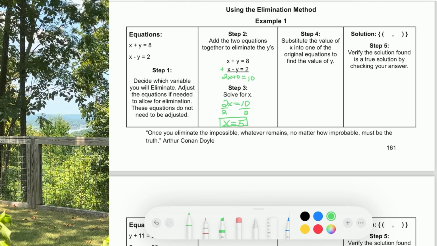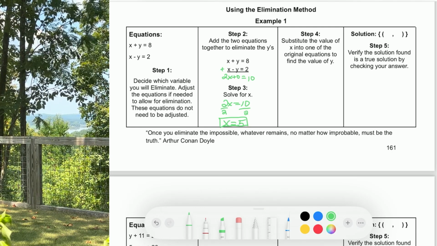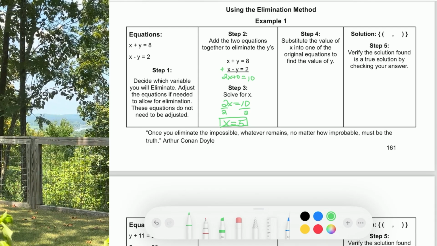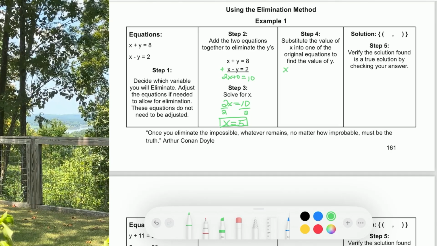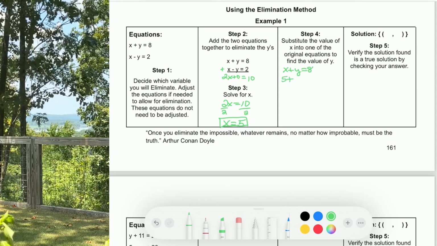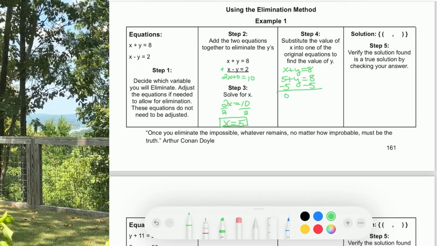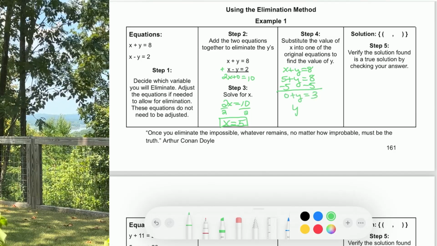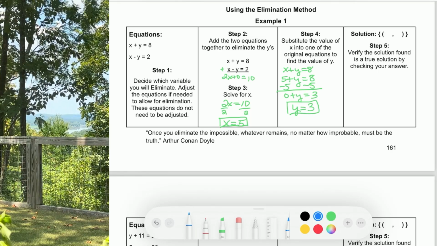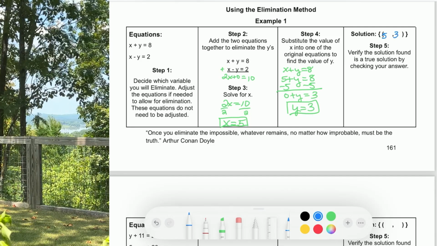Pretty simple so far, right? All right, well, step 4 says substitute the value of x into one of the original equations to find the value of y. So I'm going to pick one. Let's just pick the first one, okay? So x plus y equals 8. I'm going to substitute that 5 in for my x. Subtract the 5 from both sides. I get 0 plus y equals 3, so I get y equals 3. All right, so now I have my x and my y values, so I'm going to put those in my solution, 5 and 3 here.